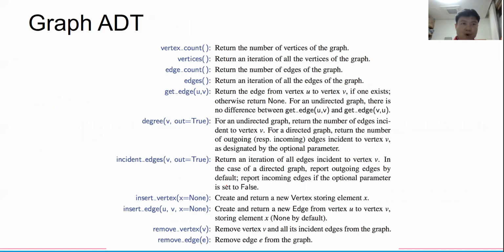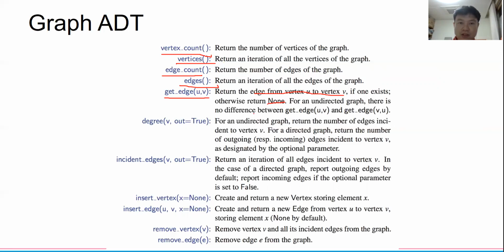There are some graph ADTs. For example, the vertex count: I want to know how many vertices are in the graph. Then vertices means I want to iterate, so I want to loop over every vertex in the graph. Edge count, I want to know the number of edges in the graph. Edges, so I want to iterate over every edge in the graph. Get edge returns the edge from vertex u to v if it exists. But if there is no existing edge, then it will return none.